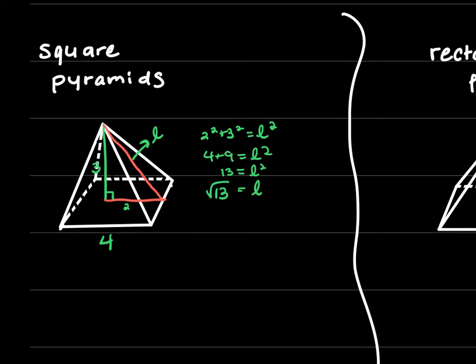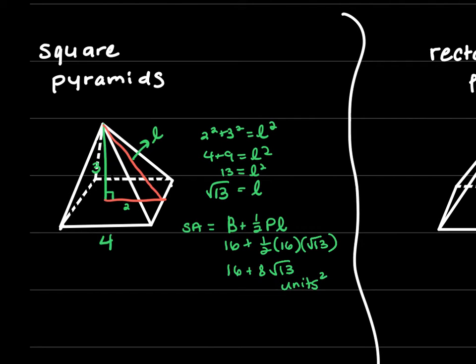So let's say I use this for surface area. It would be B plus 1/2 perimeter times the slant height. The base area, if it's a square, would be 4 times 4, which is 16, plus 1/2 the perimeter, which is also 4 times 4, 16 times the slant height. And I'd get 16 plus 8 root 13 units squared. And it would be kept like that for surface area because one's got a square root and one doesn't.